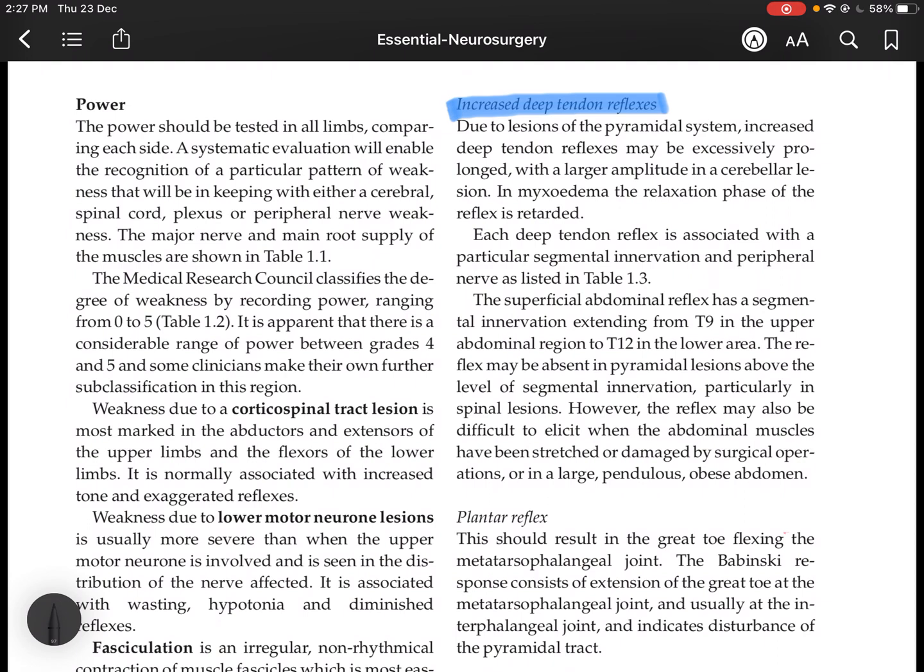First paragraph. The increased deep tendon reflexes occur due to lesions of the pyramidal system, and increased deep tendon reflexes may be excessively prolonged, with a larger amplitude in cerebellar lesions. In myxedema, the condition that occurs in the case of hypothyroidism, the relaxation phase of the reflex is retarded.